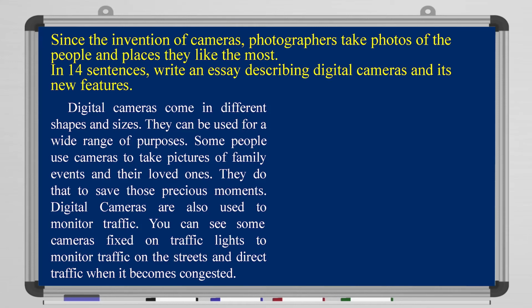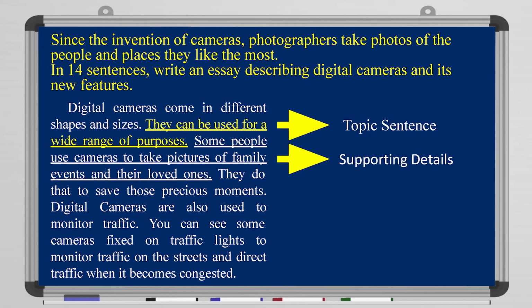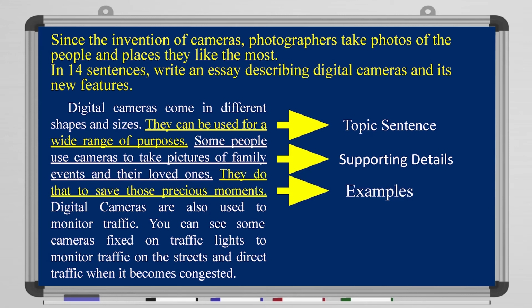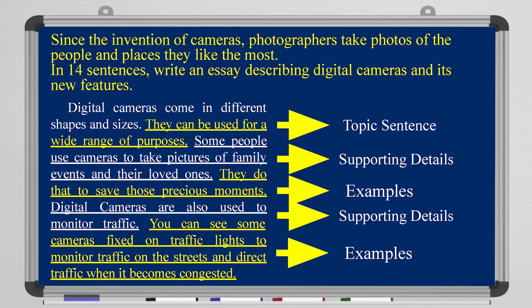Digital cameras can also be used to monitor traffic. You can see some cameras fixed on the traffic lights to monitor the traffic on the streets and direct traffic when it is congested. The second sentence is the topic sentence: they can be used for a wide range of purposes. The first supporting detail is that it's used to take pictures of family. And then you have an example after that, which is to save the precious moments. The second supporting detail is that it can be used to monitor traffic. And then you have the example which came right after that. You see? That's what I'm trying to do.